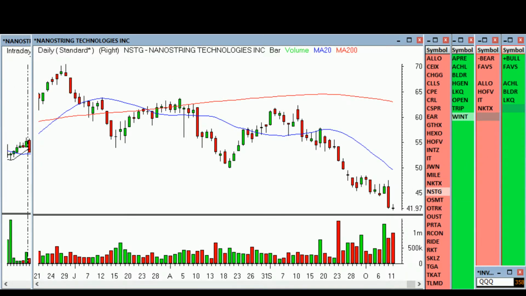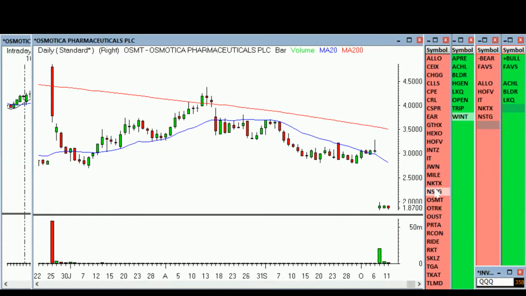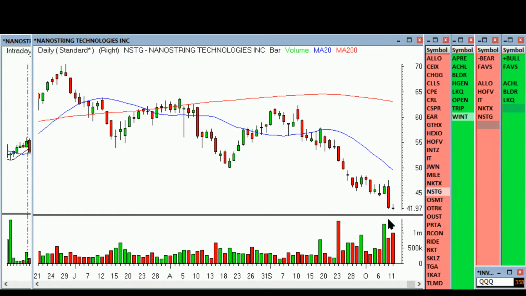NSTG 123 also a smaller bar, so more likely to do this one rather than the NKTX. I'll have to see what the target is and see what the reward to risk is. I did a video on what the 1-2-3 pattern is, a bunch of videos, 2-3 videos on YouTube. I don't have the link for them.